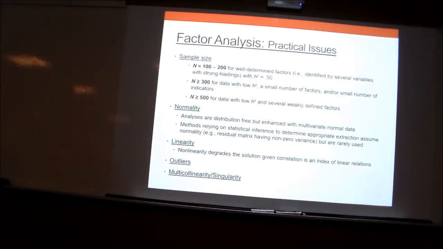If I've got low communalities and several weakly defined factors, say I want to extract 7 weakly defined factors with communalities of like 0.4, I'm going to need a lot of data to have a stable solution here.